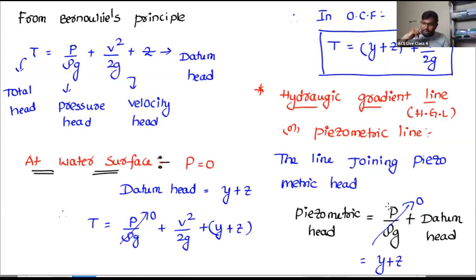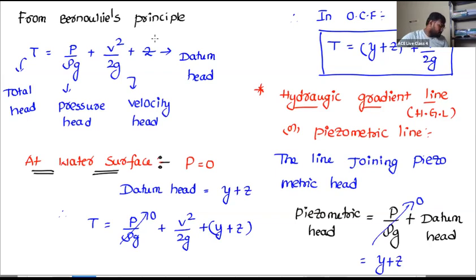Okay, fine. If you have a network problem, please go through the notes. I have given the notes also. You can download the notes and go through them. First, go through the basics. I have written it completely here. P by rho g is pressure head, V square by 2g is velocity head, and datum head means Z. P by rho g plus Z is nothing but piezometric head. So you can write total head as piezometric head plus V square by 2g.